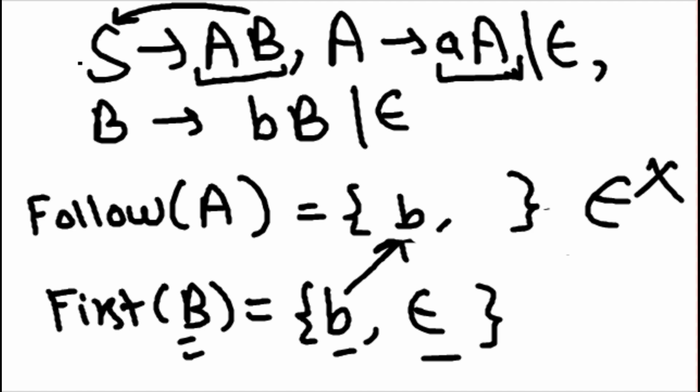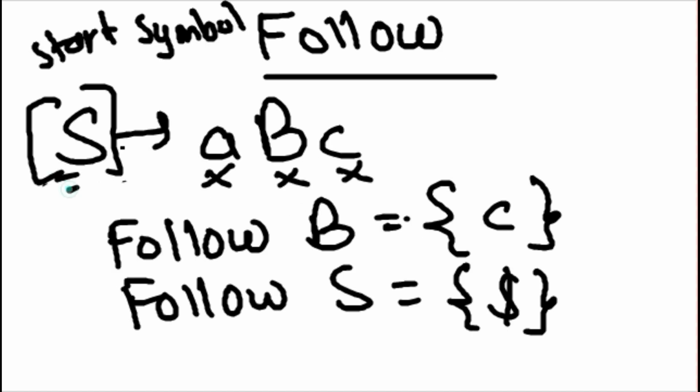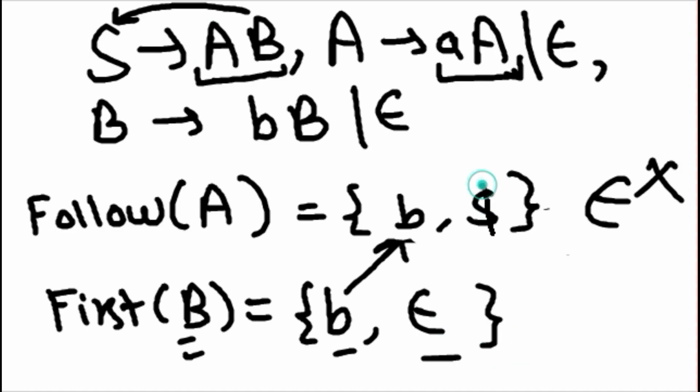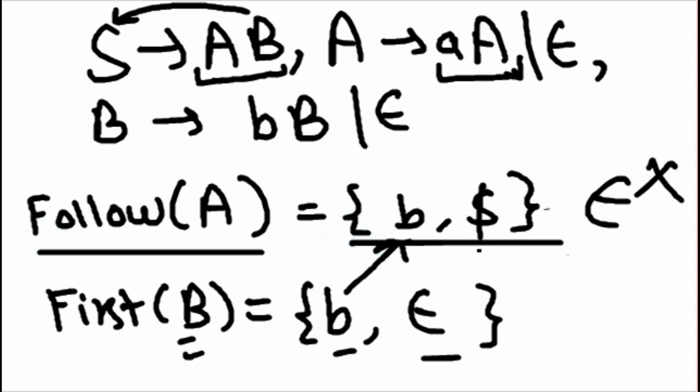So what is follow of S? We know that the follow of a start symbol is always a dollar. So in this case, there will be a dollar which is follow of S. Because there was an epsilon, you have to replace the epsilon, and there is no symbol after b, so you go back to the S and you will find the follow of S, which is dollar. And why is follow of S a dollar? Because the follow of the start symbol is always a dollar. So that is how you find the follow of A, which is b, dollar.